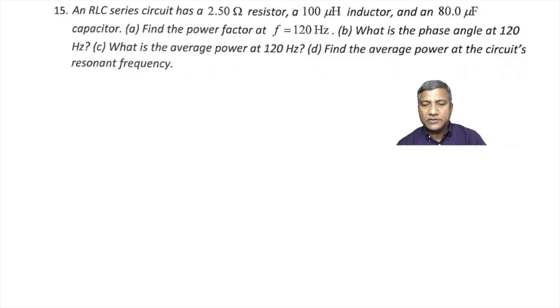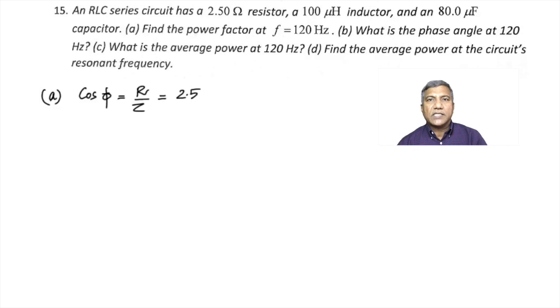Last question in this problem set. An RLC series circuit has, I think, the same resistance, inductance and capacitance as in the previous problem, but now we have to find the power factor at the frequency 120 Hertz. Let's do that first. The power factor, cosine phi. Phi is the phase, so cosine phi is actually the power factor. Cosine phi is R by Z, and so we get the power factor. Power factor is just a number. It has no unit.